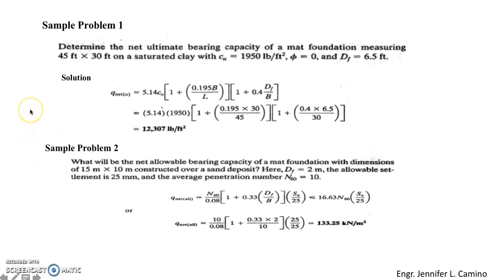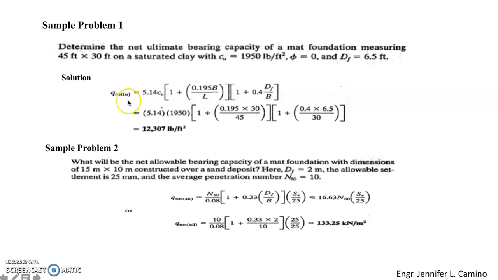So if we're going to have a sample problem, the first problem is you're going to determine the net ultimate bearing capacity of a mat foundation measuring 45 feet by 30 feet on a saturated clay with c_u which is equal to 1,950 pounds per square feet. Our phi is equal to 0 and D_F is equal to 6.5.